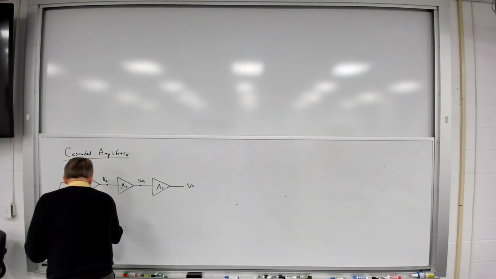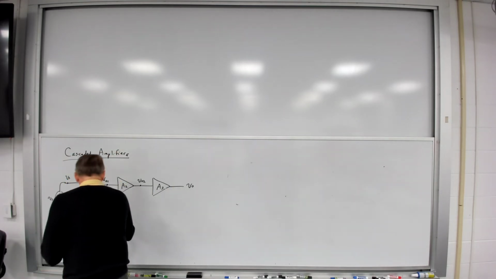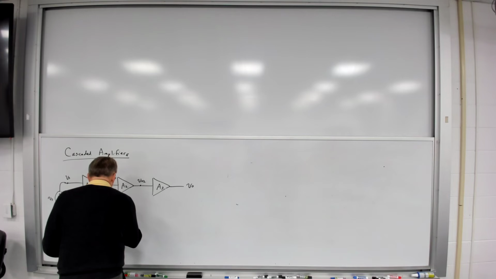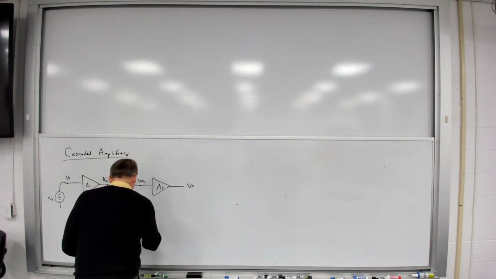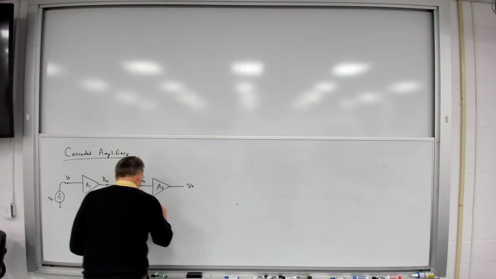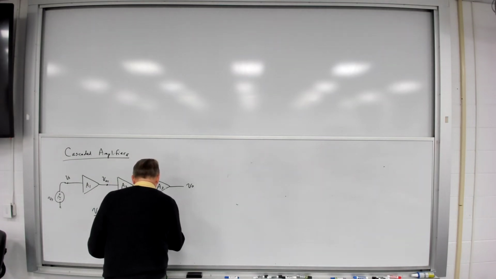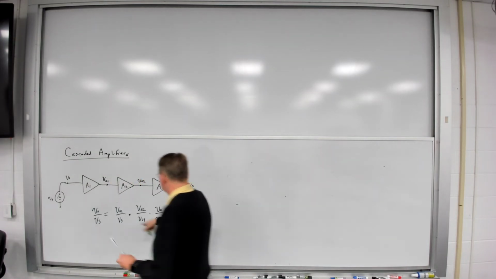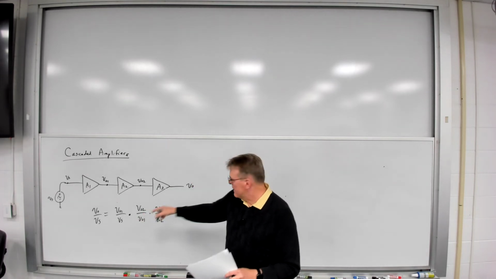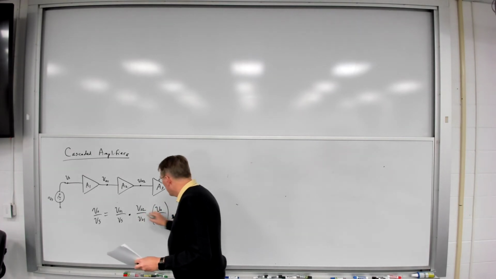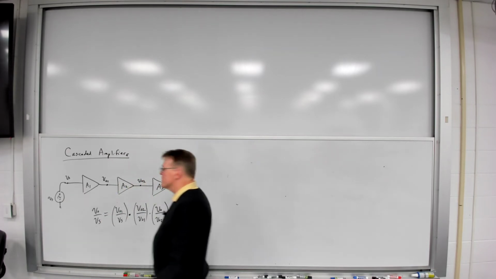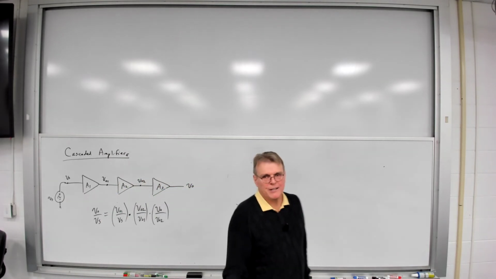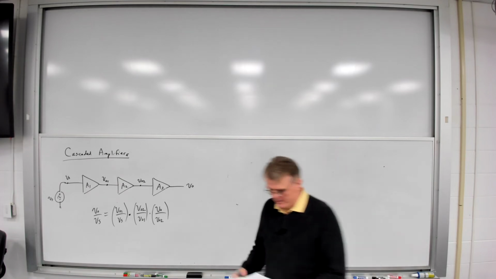So VO over VS, output to input, I can just decompose that. I can just go and decompose that using the chain rule and break this up into the individual gains. So the overall system gain is the product of the individual amplifier gains.